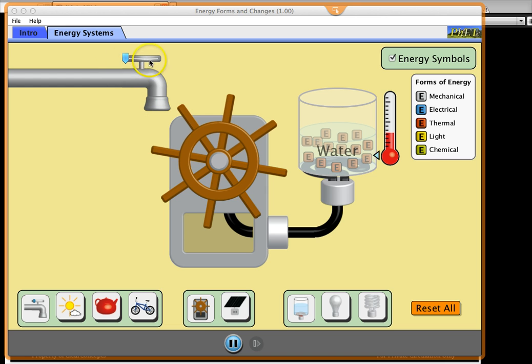Each of the energy sources has a rate control. You can see the one here that controls at what rate water falls. These are the different forms of energy, and they are color coded. Gray is mechanical, blue is electrical, red is thermal, and so on and so forth. All right.